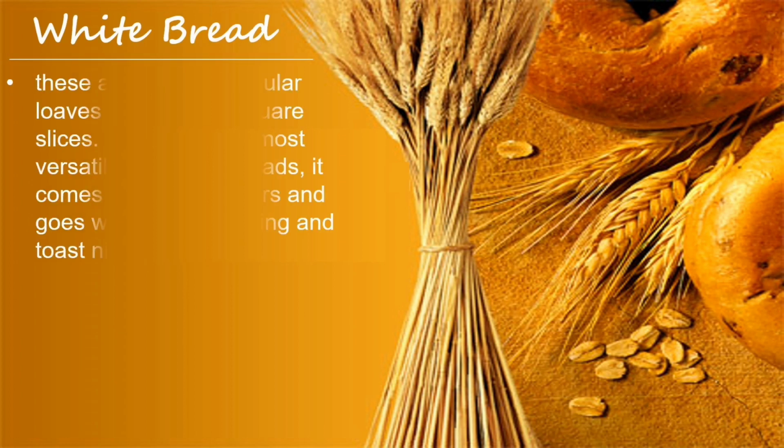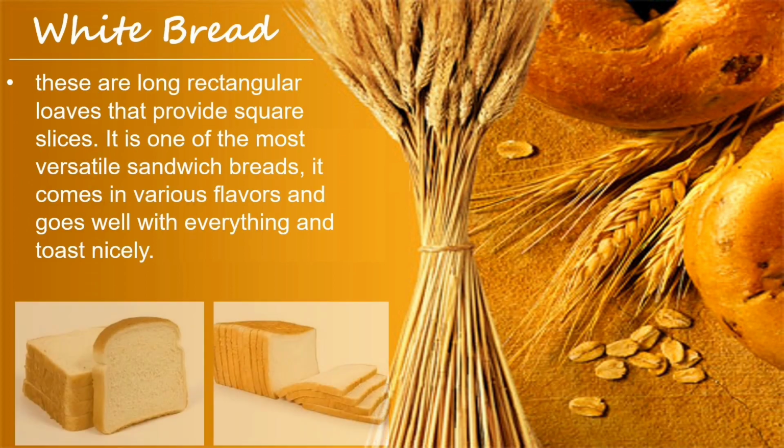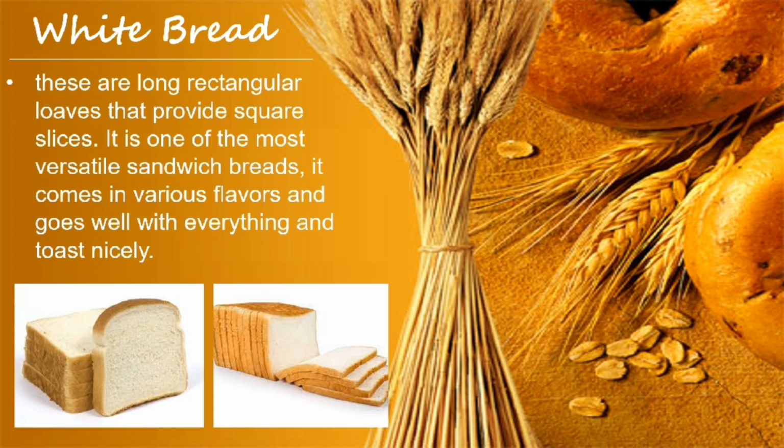Okay, the first one is the white bread. These are long rectangular loaves that provide square slices. It is one of the most versatile sandwich breads. It comes in various flavors, goes well with everything, and toasts nicely. This is usually known by us as the tasty bread, and usually it is used for making clubhouse or partnered with pastas or any regular sandwiches.